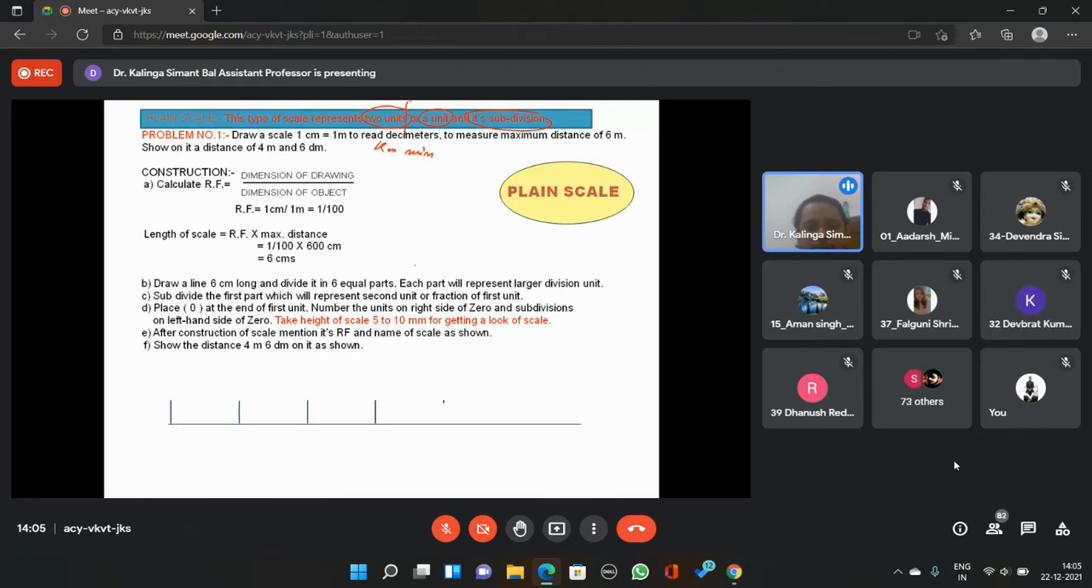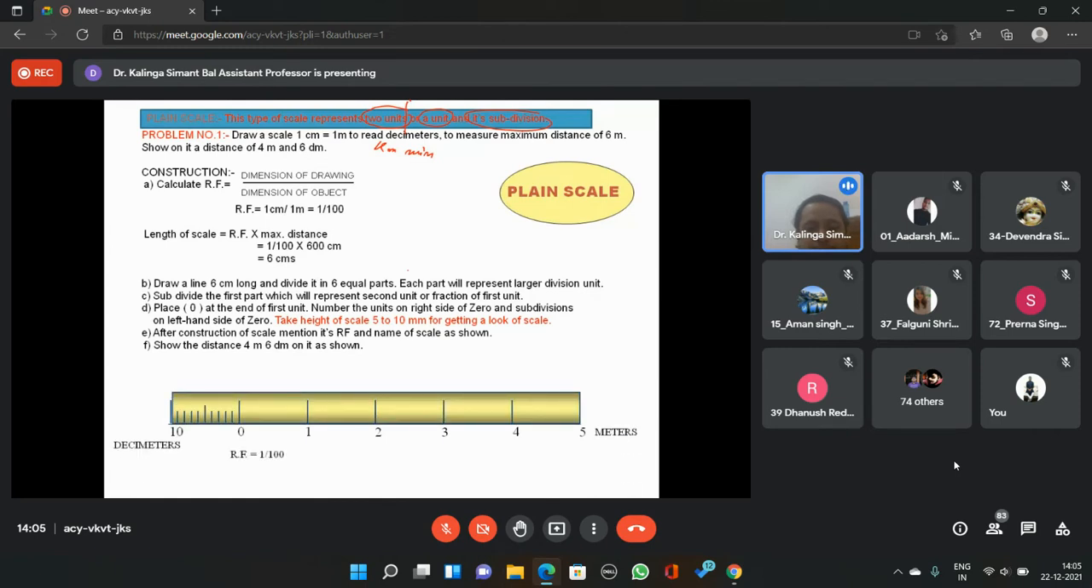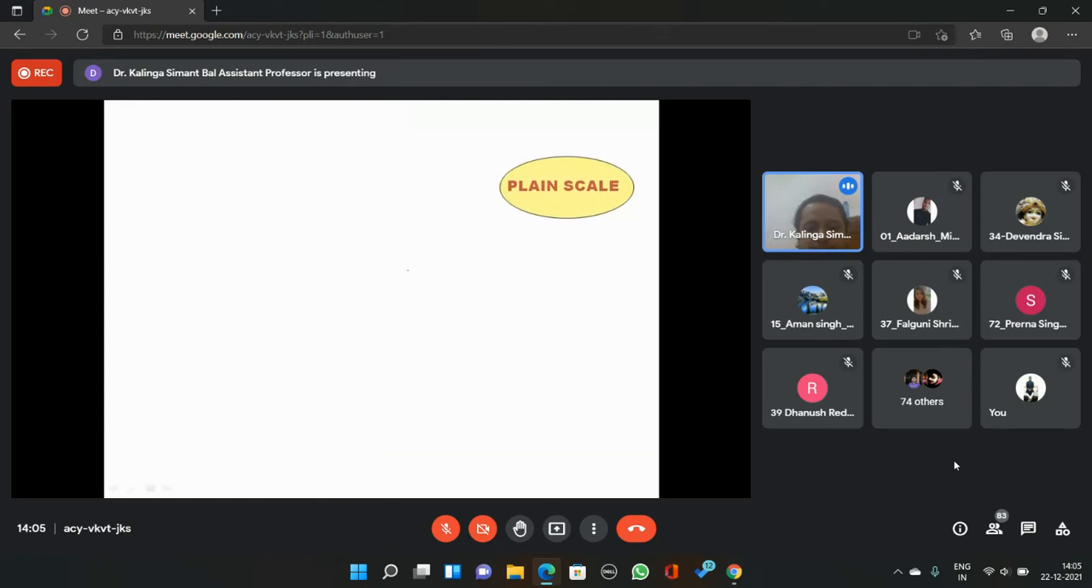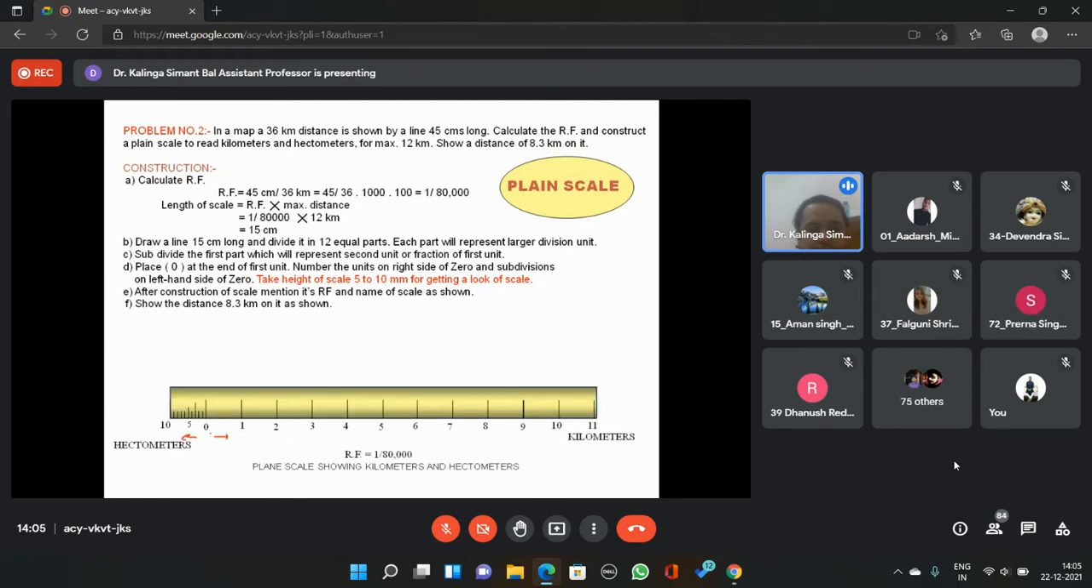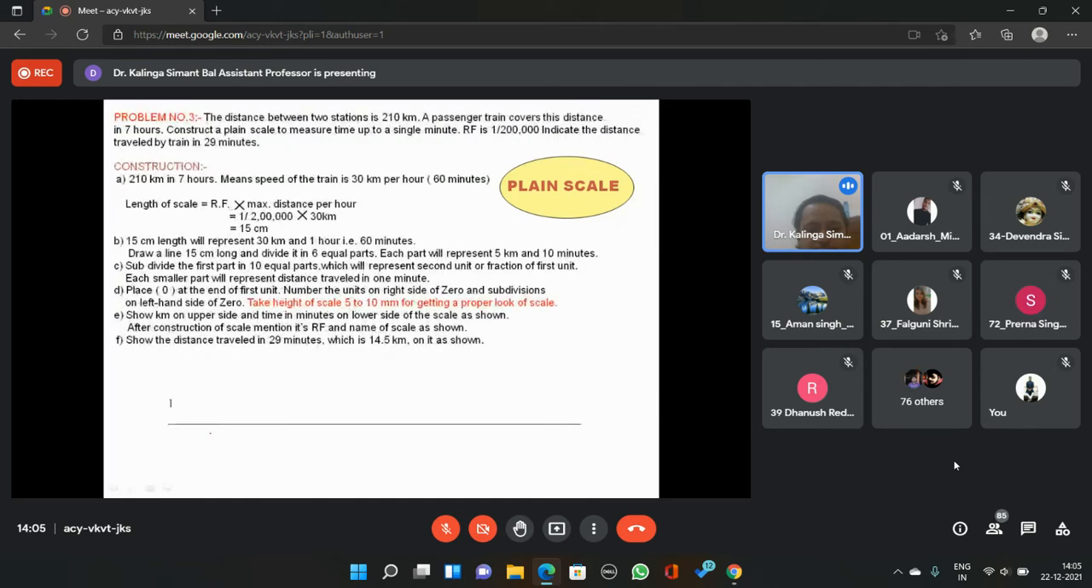scales. We went through different examples of how to represent a scale of a bigger dimension in a smaller way, with representative fraction being the factor to represent that difference. So every time when we draw this type of plane scale, we divide our right hand side. Everything which is present on the right hand side of zero is the major divisions that we want, and what is present on the left hand side is the smaller subunits of that one.